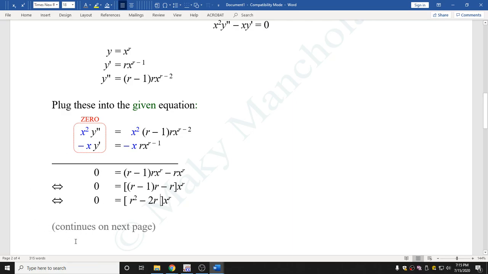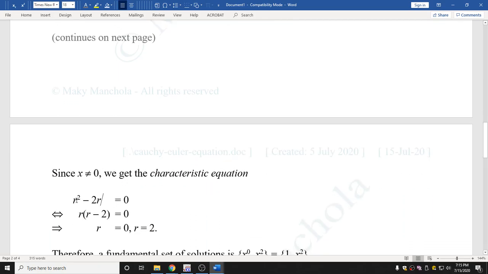Now, so we have now that 0 equals this product, r squared minus 2r times x to the r. But since we are assuming that x is different than 0, we conclude that the only factor that can be 0 is actually the factor r squared minus 2r. As you can see, this equation we can solve for r. This is what we call the characteristic equation. So we solve for r.